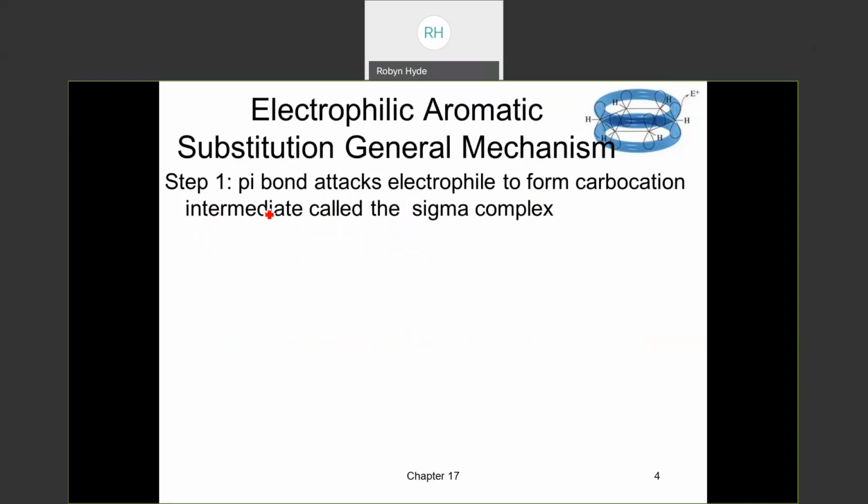The first step of the chemistry is that our weakly nucleophilic pi bonds are going to attack our strongly electrophilic electrophile. Let's go ahead and draw that out. For the sake of drawing mechanisms, we always begin with benzene drawn in its fully conjugated state, just like this. The electrophile, I'm just going to put E, and indicate that it is strongly electrophilic with a positive charge. In the very first step of our chemistry, the weakly nucleophilic pi bond attacks the electrophile.